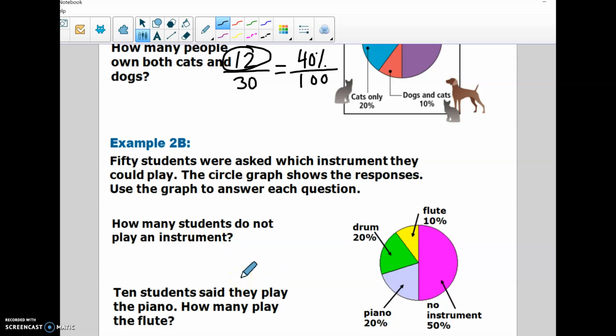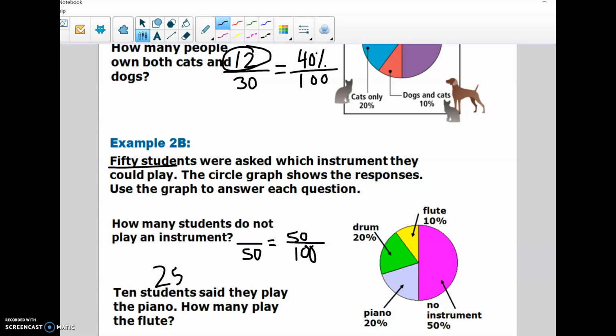How many students do not play an instrument? There were 50 students that were asked. Okay, how many students do not play an instrument? 50%. So I would do 50% over 100. And then on this side, he surveyed 50 students, so that would be the whole, and I would cross multiply to find the answer, and it would be 25 here.